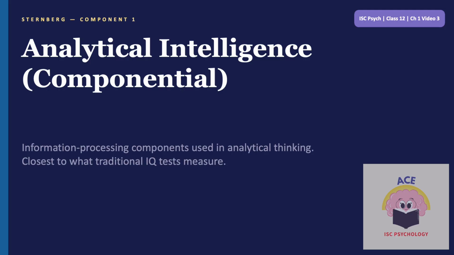Analytical intelligence refers to the information processing components that people use when they think analytically. This is the closest of Sternberg's three to what the traditional intelligence tests measure, the kind of intelligence that allows you to analyze problems, evaluate arguments, and solve academic tasks. Sternberg identified three types of components within this subtheory.